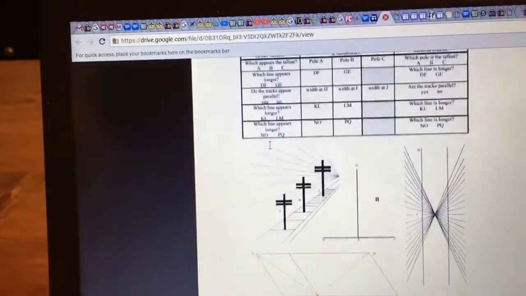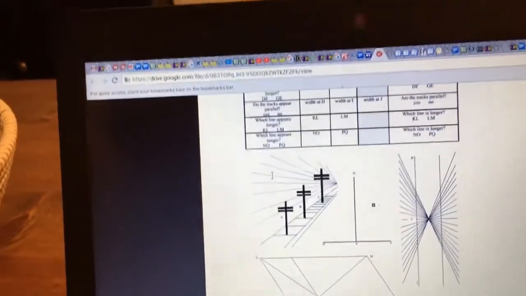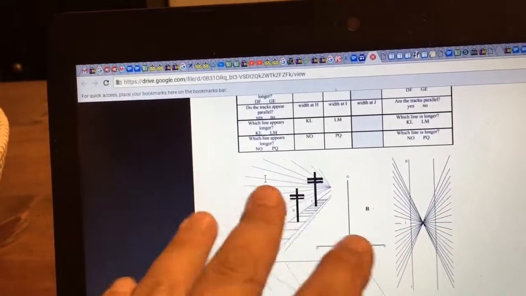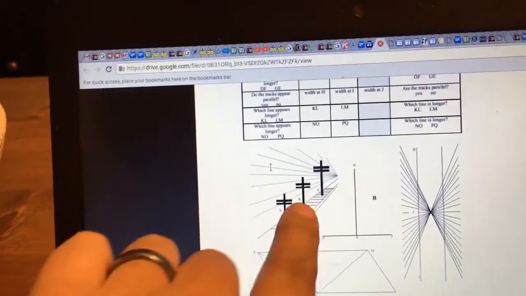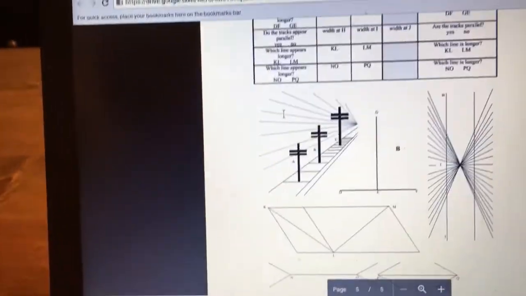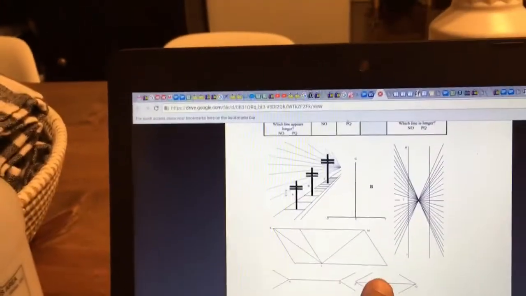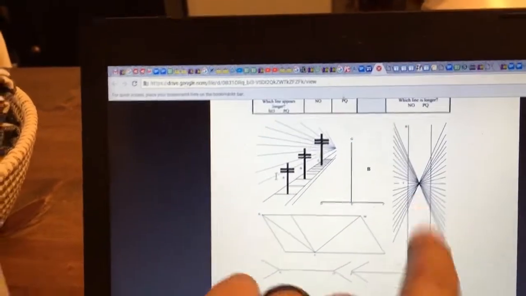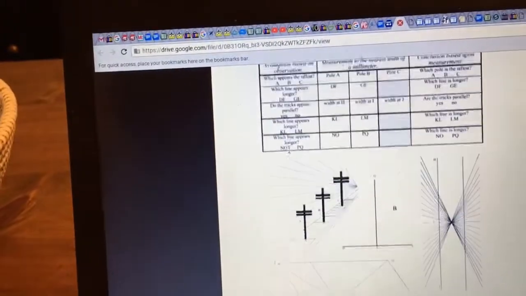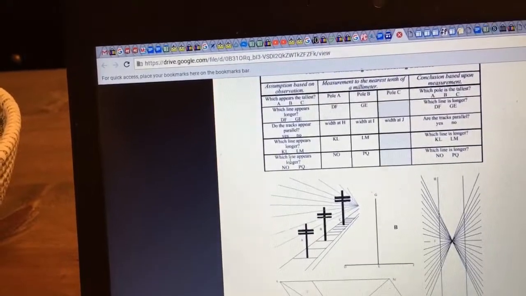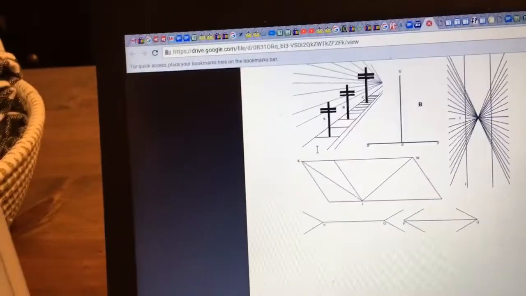The other ones don't have any of those perspective or drawing oddities like this one does, but they do still play some tricks with your brain, right? Like which of these is longer and what's happening here. So answer the questions and then think about what your conclusions are, and that's it.